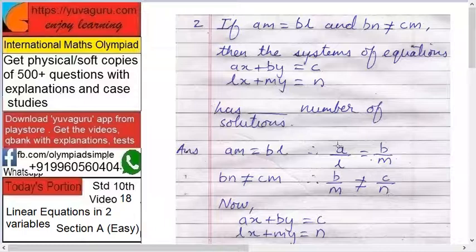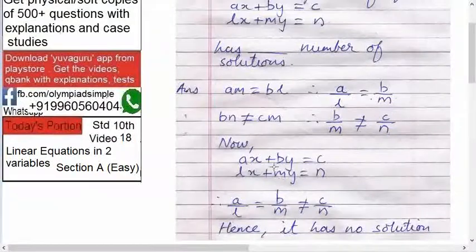As discussed earlier, the ratio of the coefficients of x should be equal to the ratio of the coefficients of y, and should be equal to the ratio of the constants also. So in this case, is it so? See here, these two equations we are writing again. The ratio of coefficients of x, a upon l, is equal to b upon m, just proven, not equal to c upon n, right? Hence, as the three are not equal, therefore it has no solution.